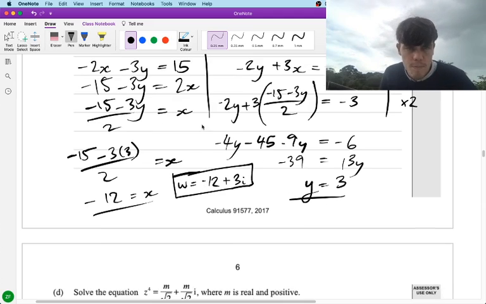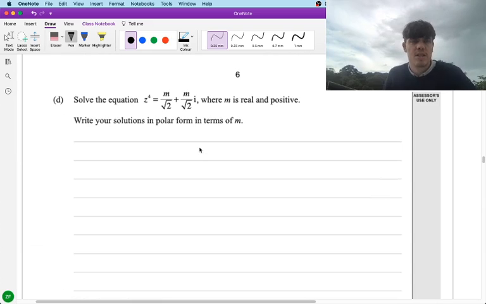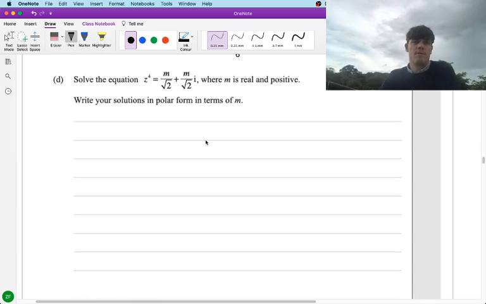Let's move on. So, question D. Solve the equation z to the power 4 equals m over root 2 plus m over root 2 i, where m is real and positive. Real and positive. Interesting. Okay.